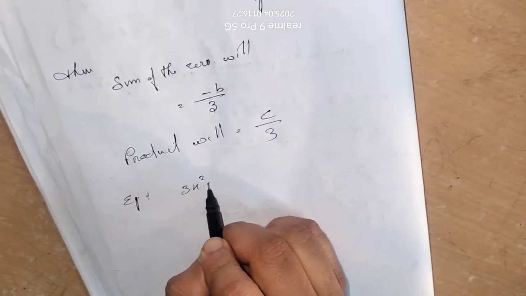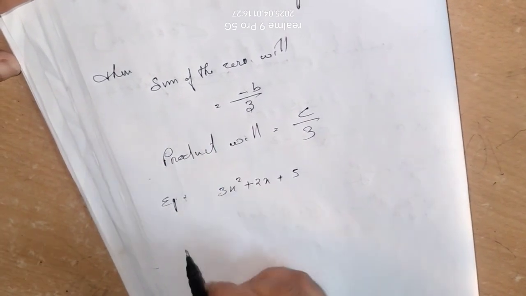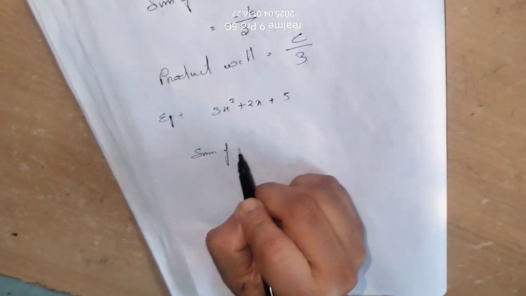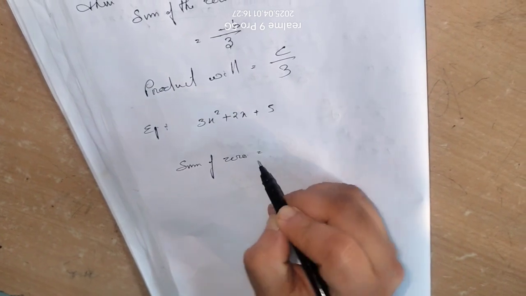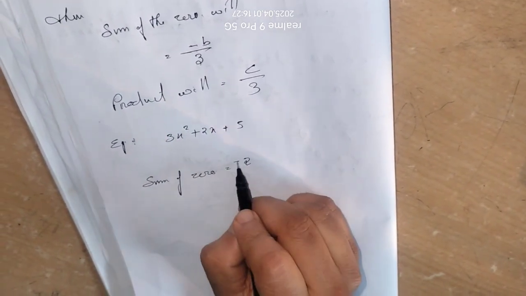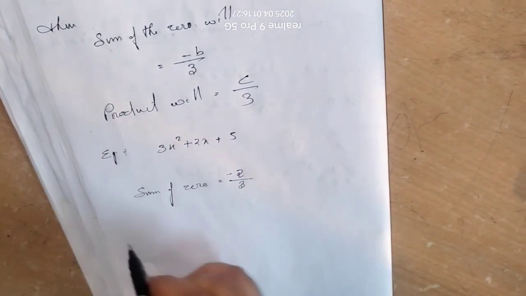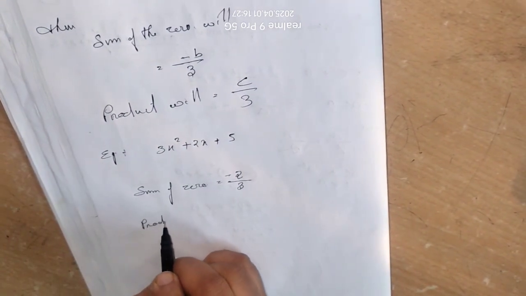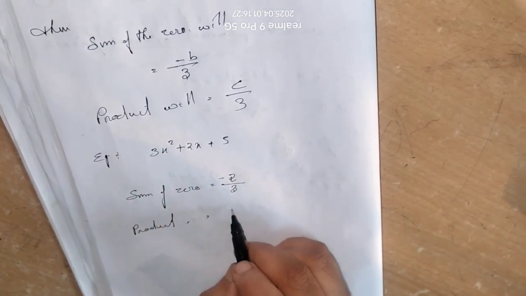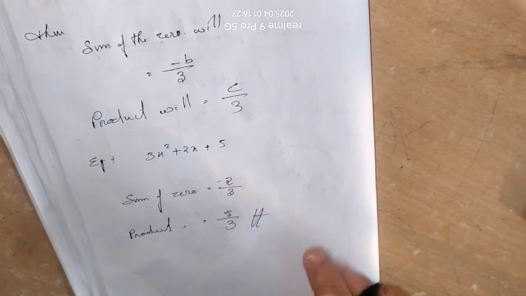Just for example, thrice x square plus twice x plus 5. Then what will be the sum of the zeros? It is positive, so it will become negative: negative 2 by 3. And what will be the product of the zeros? 5 by 3. Okay.